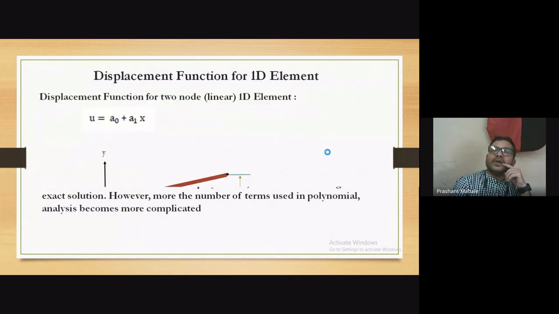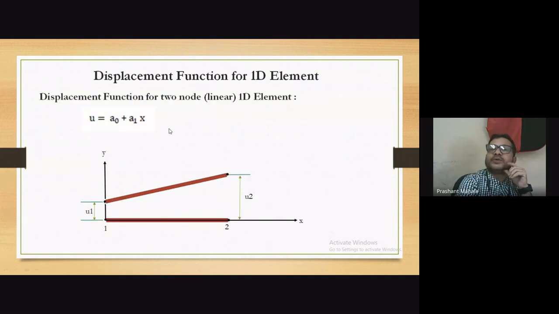So for the displacement function of a two-node 1D element, as I said, it is first order. So this will be the polynomial equation that we will use for that. This is the displacement I showed here. I discussed this in detail in the previous session. U1, U2 are the displacements of those two nodes, which we call nodal unknowns.